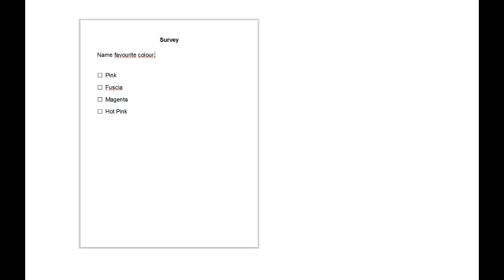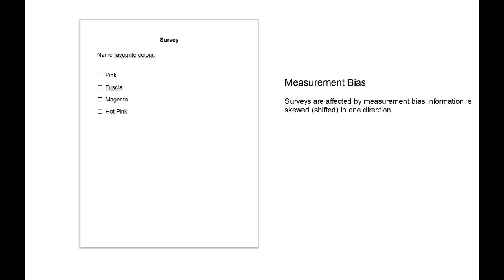Here's a survey that asks people to give their personal favorite color, and it only gives them 4 choices, and all the choices are variations of pink. This also, it's a little bit silly, but this also is measurement bias because all the answers are going to be some kind of pink color.